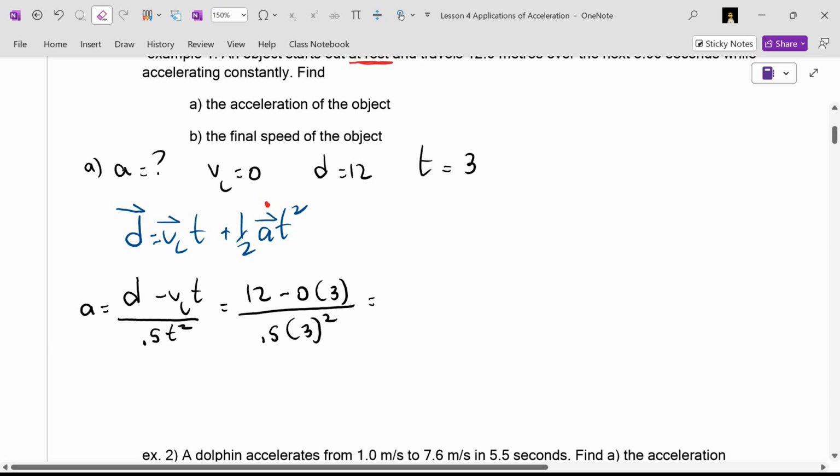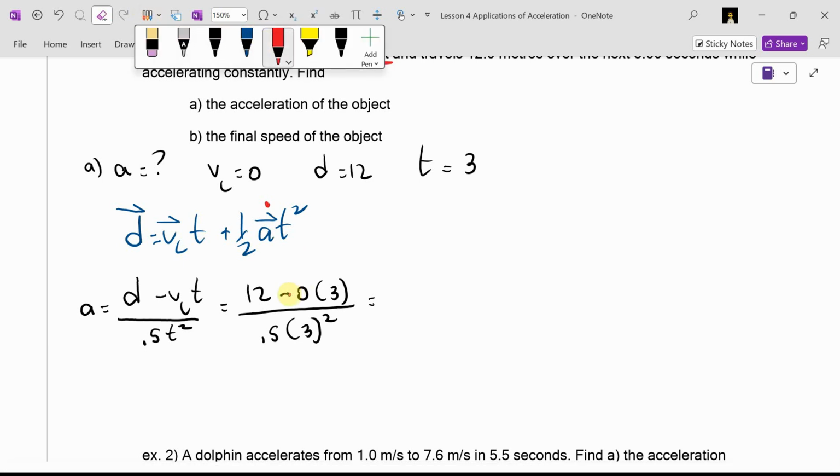Nate, what's 0 times 3? Yeah, technically, Steven, this is going to vanish. I didn't make it vanish earlier just to show you where it would show up if VI wasn't 0. That's where it would end up if we hadn't started out at rest.